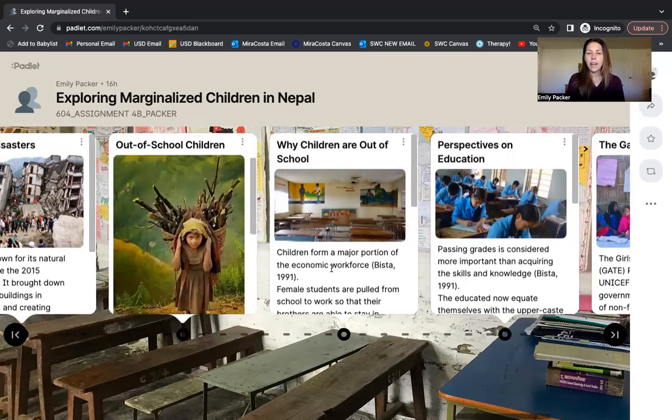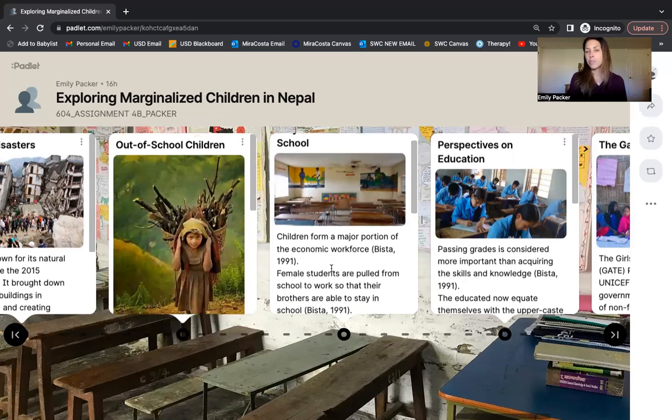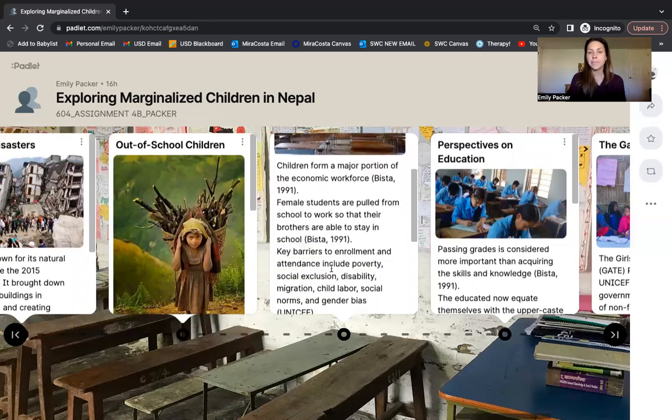And so we're going to talk about why that exists. So why are they out of school? Children still form a major portion of the economic workforce, especially for those in low socioeconomic background families. They provide a lot of the manpower for agricultural families, farmers, metal workers, any of the technical trades. A lot of the families still train their own children to go into the family trade. And so children are still a big part of the economic workforce.